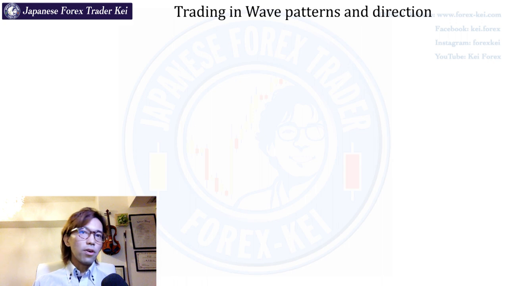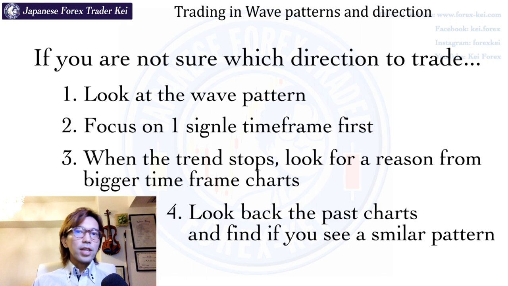So if you're not sure of which direction to trade, first, look at the wave pattern in your favorite time frame. And just focus on one single time frame first, and try to read the wave pattern, whether it's lower high, higher high, or vice versa. And when it collapses, look at bigger time frame charts and look for the reason why the trend stopped at that place. Then look back the past charts and find if the same pattern can be found in the past on that particular pair. And usually you can find similar patterns in the past, so get as many cases as possible and come back to the current chart and try to expect what can happen next according to what you've seen in the past.